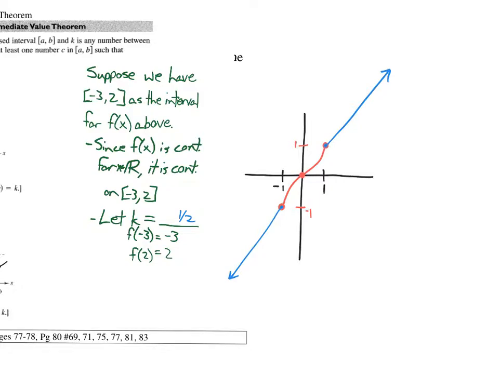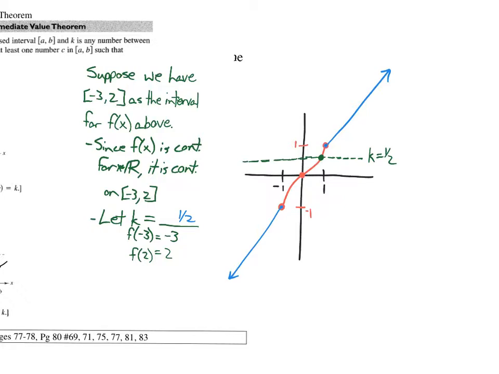Alright, so now that we have this here, we're going to let k equal 1/2. Let's change this back down to a reasonable size. Okay, so k equals 1/2. Now, just by looking at this, we can see that there is one value where our graph does hit the 1/2. We can see it on the graph, but let's go ahead and calculate what that would be.